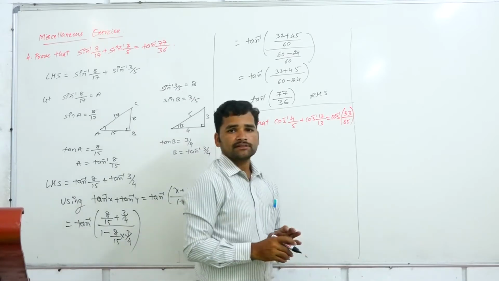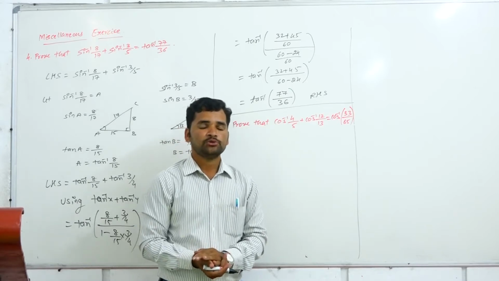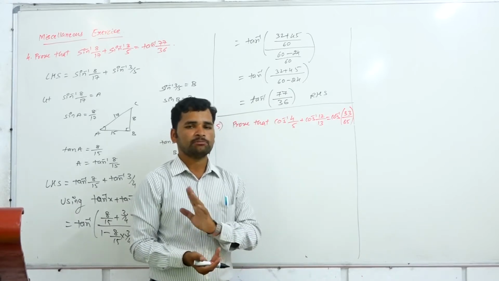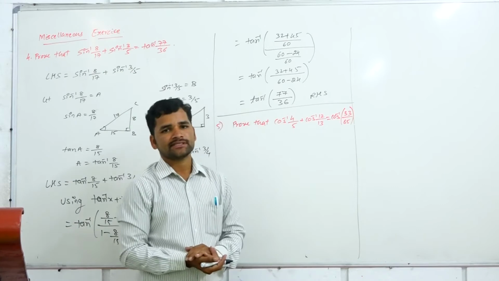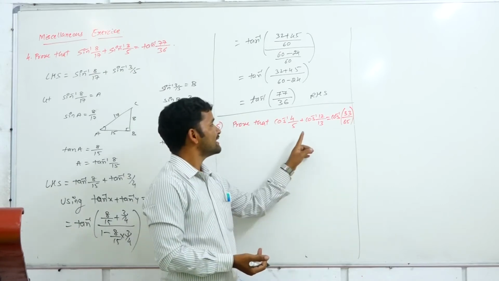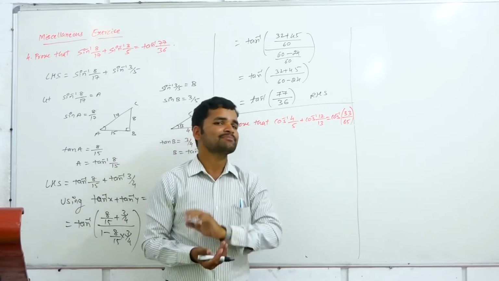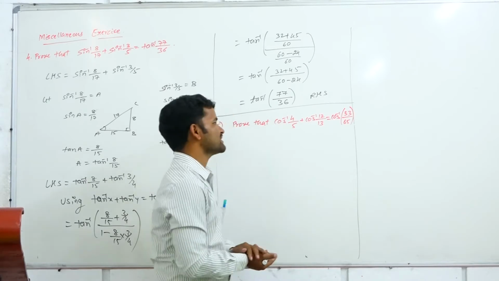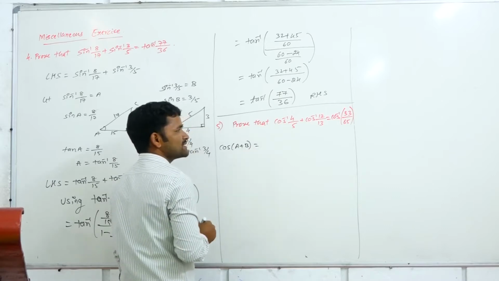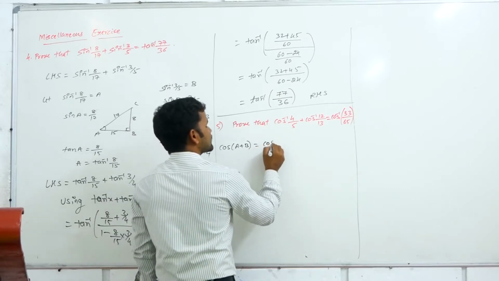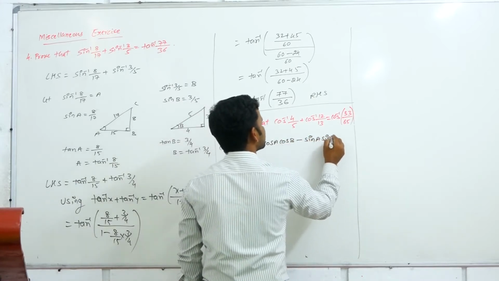For this kind of proving LHS is equal to RHS, I have already explained two methods. You follow any method. If you are following the first method, using the cos formula, here the right hand side has cos inverse and the left hand side has plus. Means you use the formula cos of a plus b is equal to cos a into cos b minus sin a into sin b.